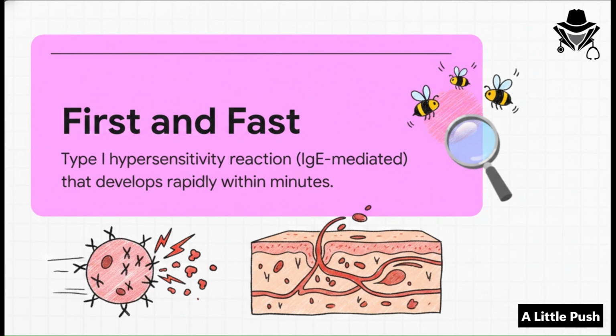Anaphylaxis is a type 1 hypersensitivity reaction. That's your first, and it happens fast, literally within seconds to minutes of exposure. But why? Well, it's because this patient already has preformed IgE antibodies just sitting there on the surface of their mast cells and basophils. When that bee venom enters the body, it cross-links those pre-existing antibodies, triggering an explosive, immediate release of vasoactive mediators like histamine straight into the tissues and circulation.